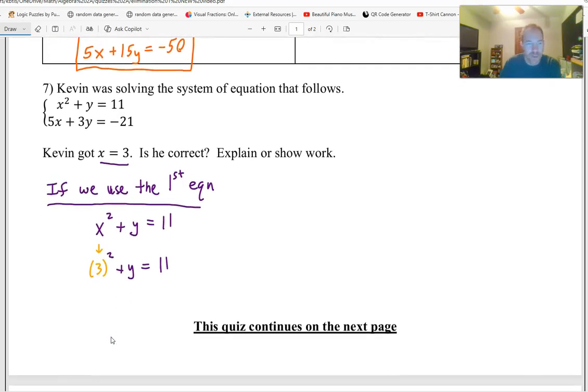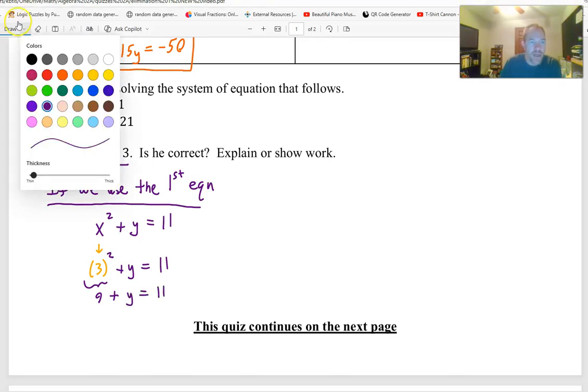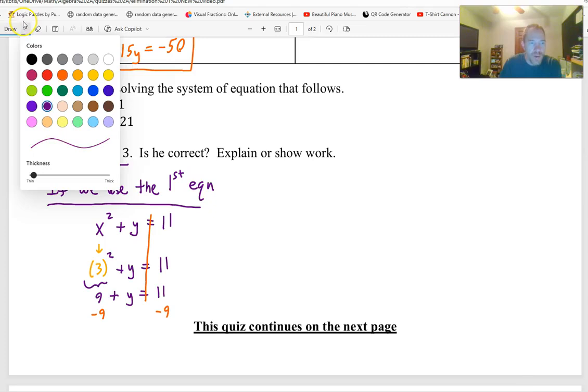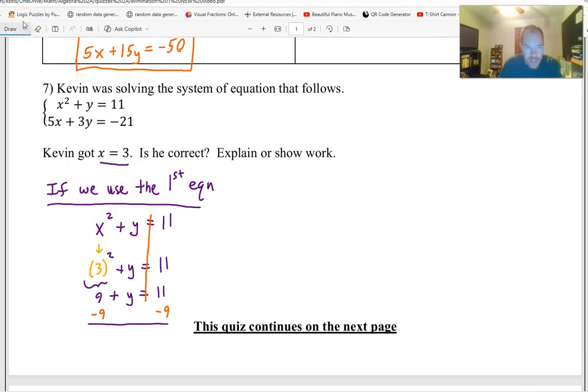Let me scoot down here a little bit. I can simplify 3 squared, that's 9. So this is 9 plus y equals 11. And if I subtract 9 on both sides, I'll get my answer for y, that y is going to equal 2. Now, does this mean that Kevin's right? Does it mean that Kevin's wrong?